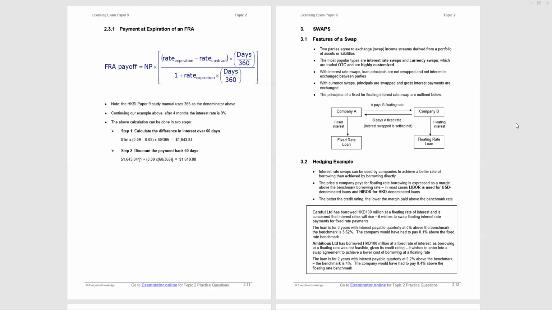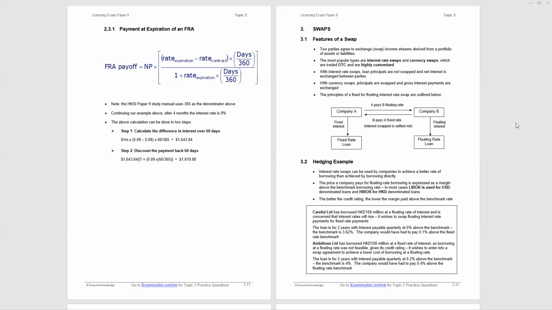Details of the loan for 2 years with interest payable quarterly at 0% above the benchmark. In other words, at the benchmark. And the benchmark is 3.62%. The company would have had to pay 0.1% above the fixed rate benchmark if they had entered into a fixed rate. And we're going to use that when we make the comparison.